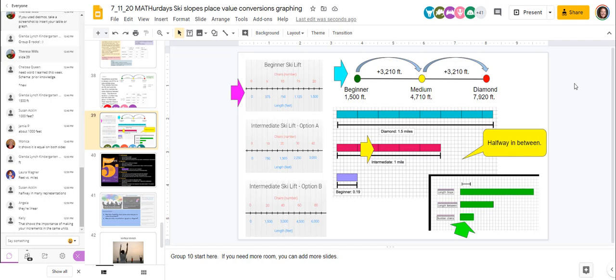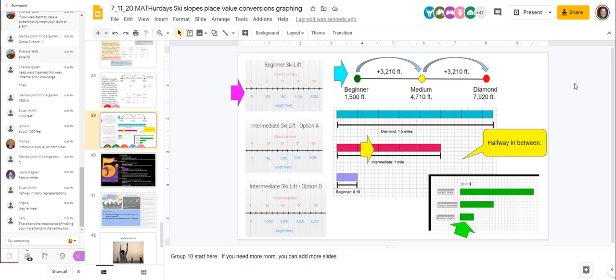Hi, this is Sally. For our group, when I was thinking about this problem, there were a lot of numbers going on, and to help keep track of things like the number of chairs, the length of the whole slope, and then the distance in between chairs, I wanted a way to structure it for myself. And what you can't really tell in the number line is I actually started with the 20 chairs and the 1,500 feet.